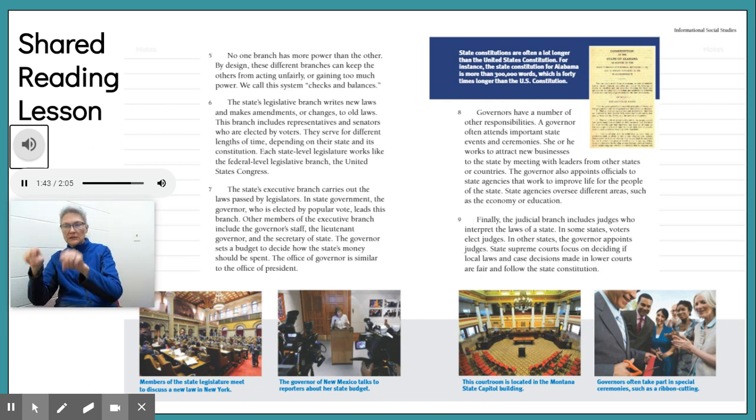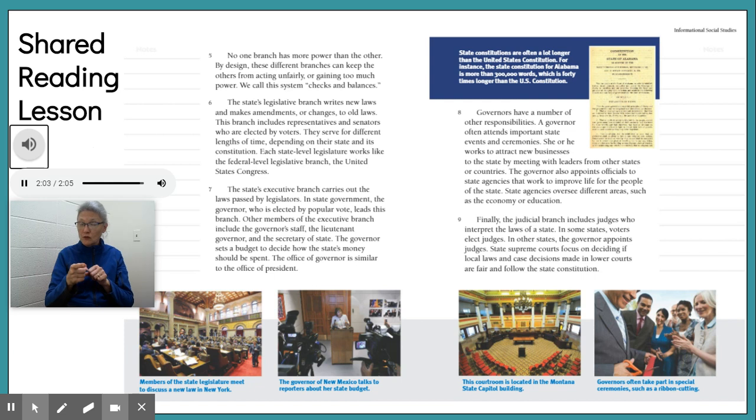Finally, the judicial branch includes judges who interpret the laws of a state. In some states, voters elect judges. In other states, the governor appoints judges. State Supreme Courts focus on deciding if local laws and case decisions made in lower courts are fair and follow the state constitution.